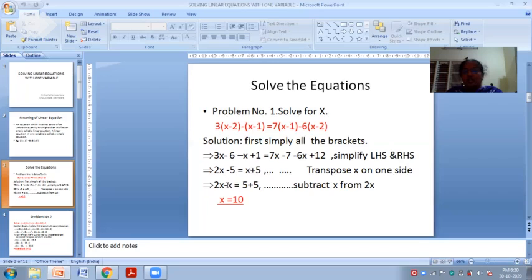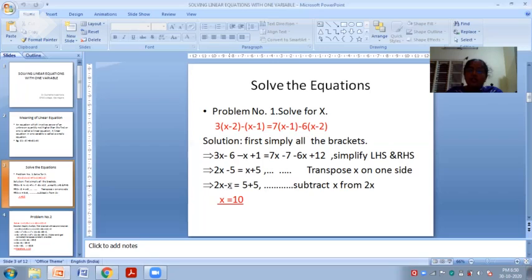Then transpose this x on this side, and automatically the sign will reverse. That means plus becomes minus here. And then similarly, 5 is there. This 5 becomes plus 5 because it is minus here. So if it is transferred to this side, automatically it becomes plus 5.